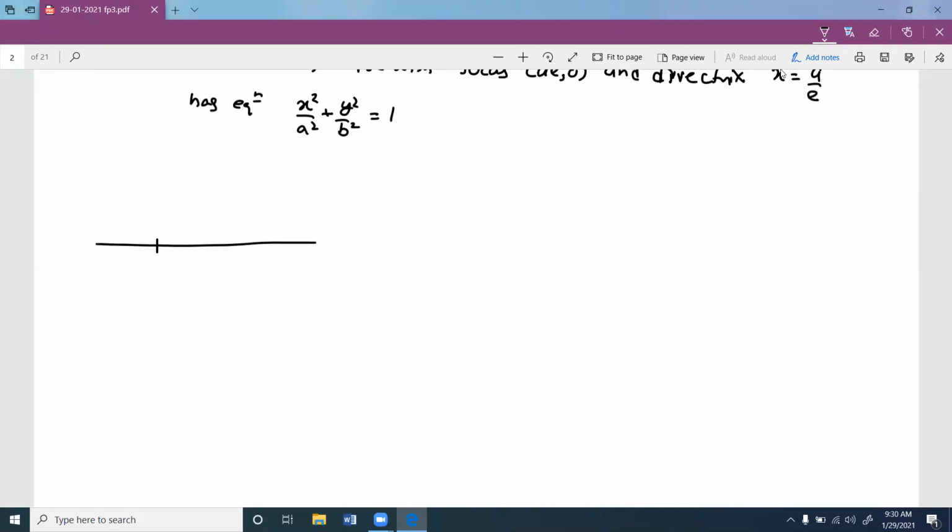The focus is this way. The focus is (ae, 0), and this is the origin (0, 0). We have already drawn the directrix. It's just like this: x equals a over e. Then we will get any point on this line.